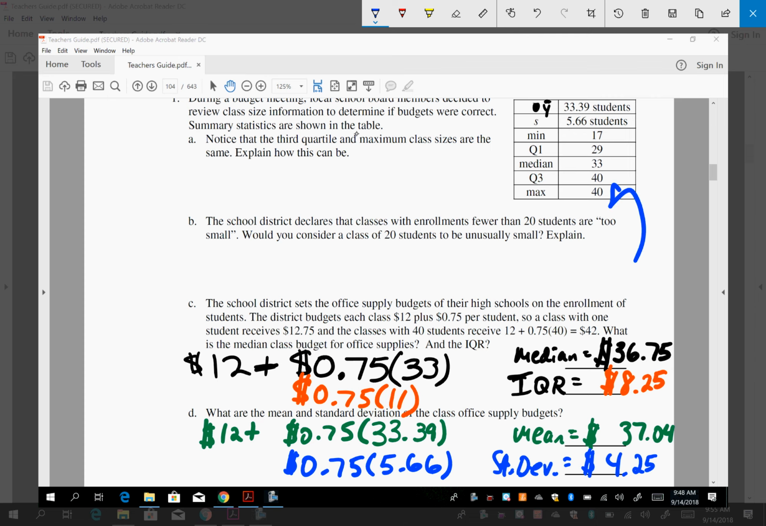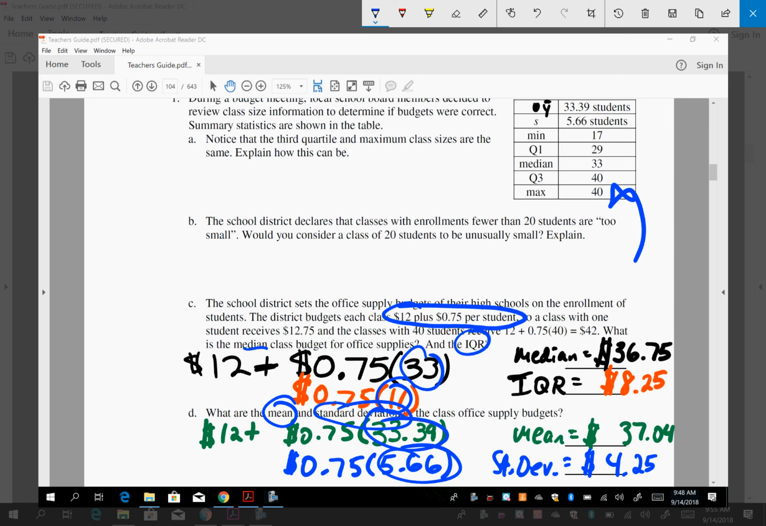Well, they should give you a table with all of the original numbers. You'll notice there's the median, there's the IQR, there's the mean, there's the standard deviation. Basically, what's happening, Dino, is they're taking statistics about class sizes and using this formula of $12.75 plus 75 cents per student for a class and finding out how much money they're budgeting per class for supplies like paper, pencils, pens, things like that. So you only add the addition to the mean and median. Correct.